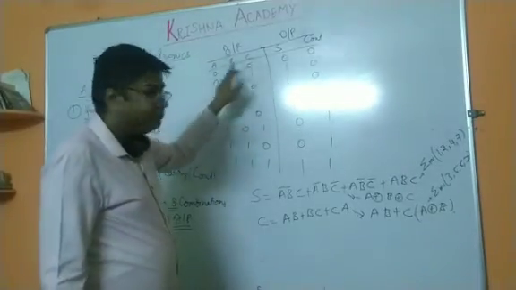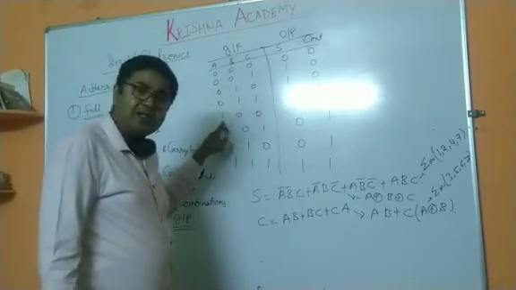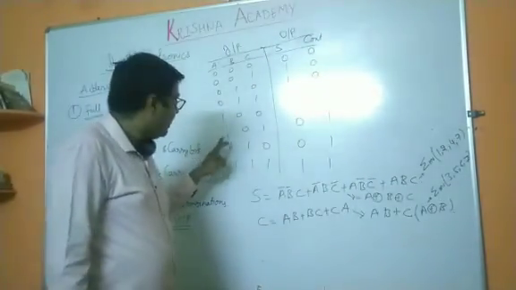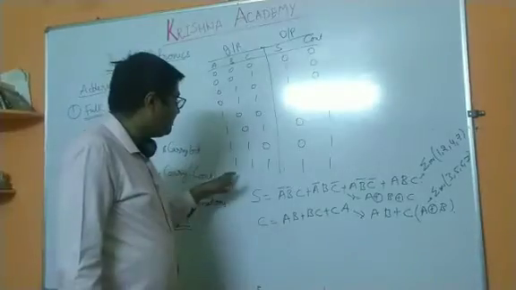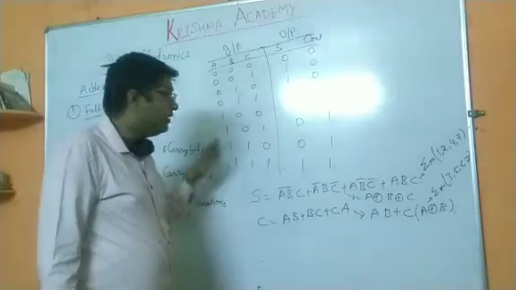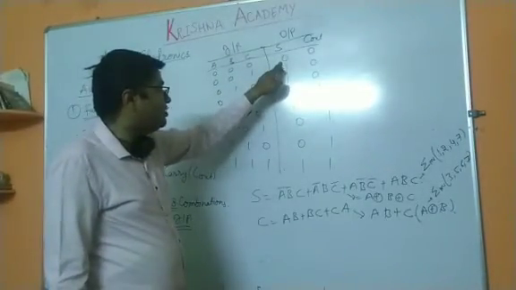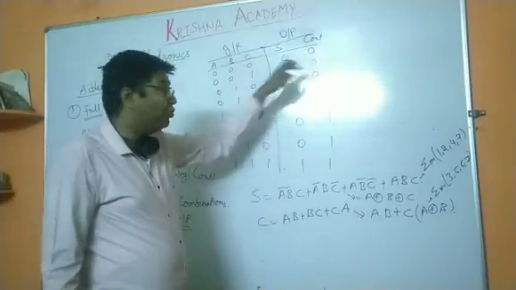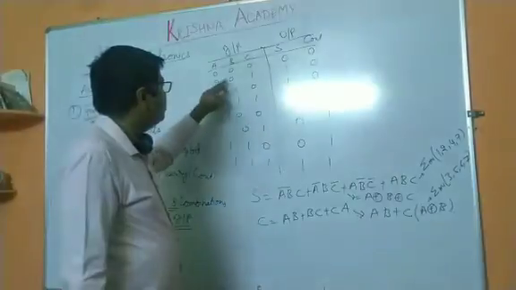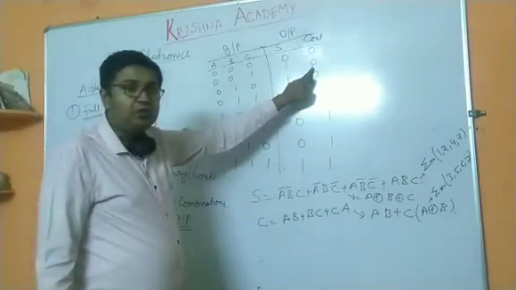0 0 0, 0 0 1, 0 1 0, 0 1 1, 1 0 0, 1 0 1, 1 1 0 and 1 1 1. These are the 3 bits which need to be added. Now when we add 3 zeros, the output sum will be 0 and there will not be any carry, so C out is 0. Again, when 0 0 1 is added, the sum will be 1 and C out is 0.